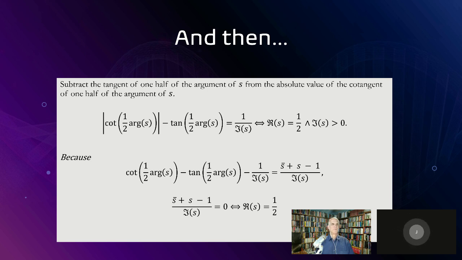This only happens when the real part of S equals 1/2. The reason is that the cotangent of 1/2 the argument minus the tangent of 1/2 the argument minus 1 over the imaginary part equals this condition here. And look at the numerator: the complex conjugate of S plus S minus 1 only equals 0 when the real part of S equals 1/2. That's really critical in the final proof. But to explore what we're going to show here, you don't need to rely on the proof of the Riemann hypothesis.